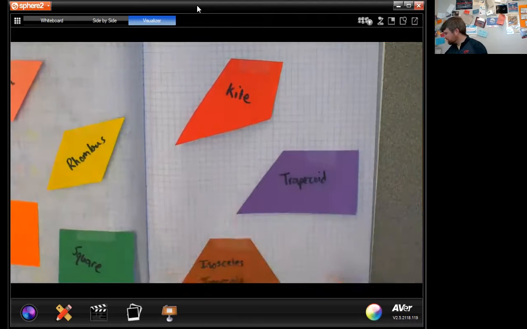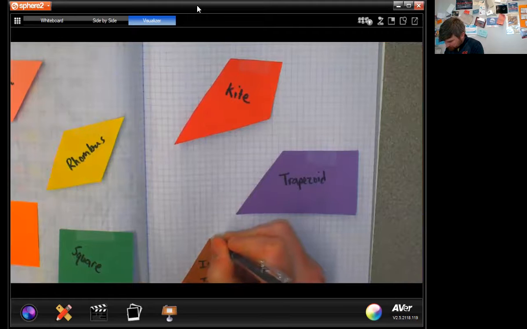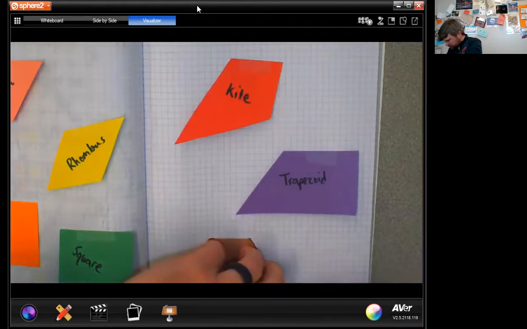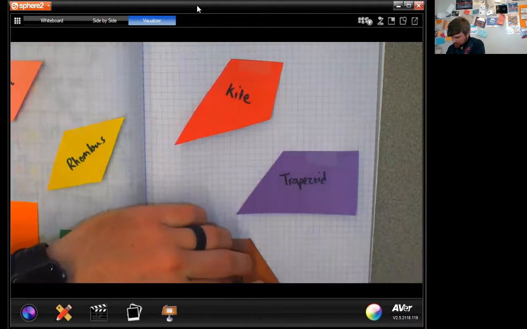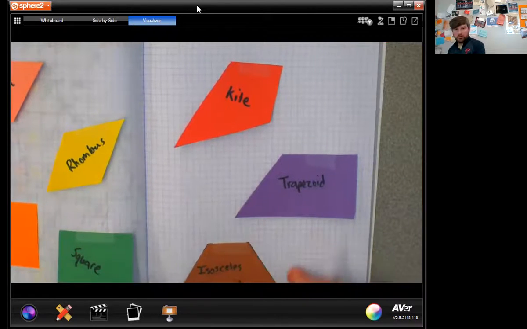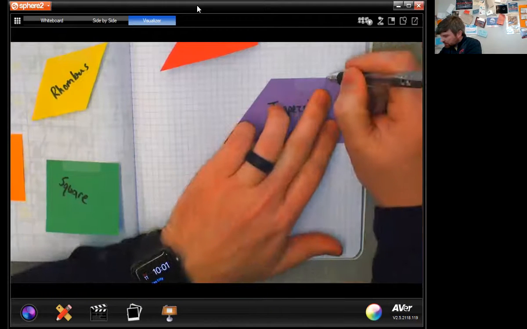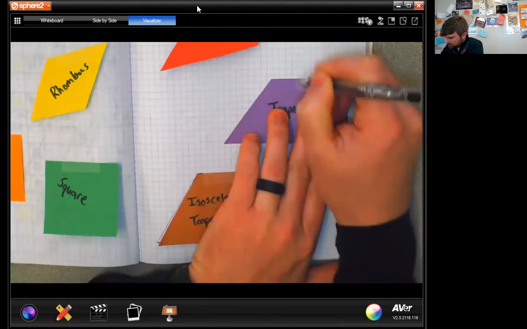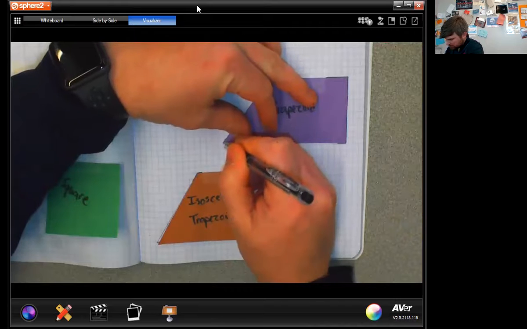The next thing I'm going to do is take a pen and trace around them so that when I flip them up, we can see the shape. So I've got that isosceles trapezoid. I can flip it up and I can still see the shape of my trapezoid. Take a few minutes here and get those traced around.